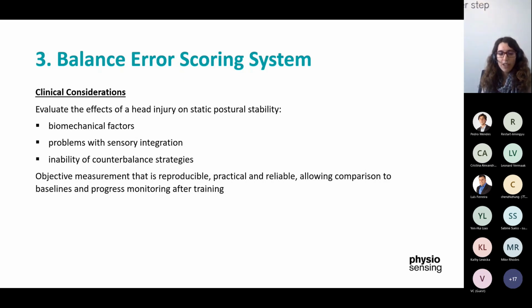Finally, this modified version of the balance error scoring system allows an objective measurement that is reproducible, practical, and reliable, allowing comparison to baselines and progress monitoring after training. So with this, I finish my presentation about the BESS protocol.